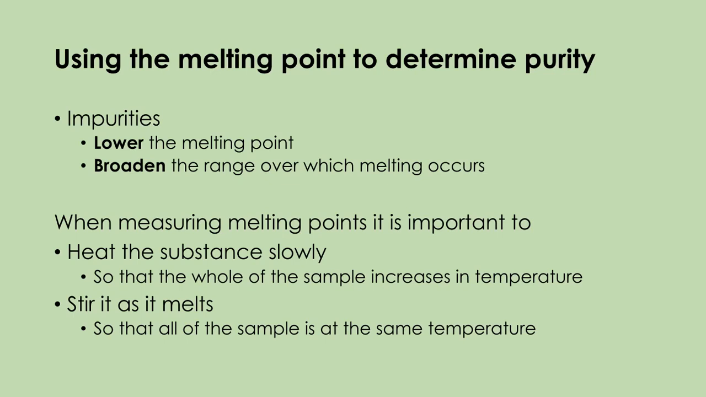I'll show you the experiment setup. When we do that experiment, it's important when we measure the melting point to do two things. First of all, we need to heat the substance slowly, so the whole of the sample increases in temperature, because if you heat it quickly, one part of it might heat up quicker than the rest. We also need to make sure that we stir it as it melts, because if we don't, some of the sample might be at a different temperature. So stirring it makes sure that all the sample is at the same temperature.